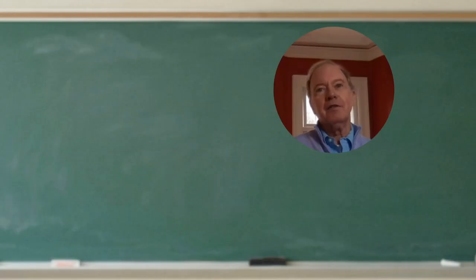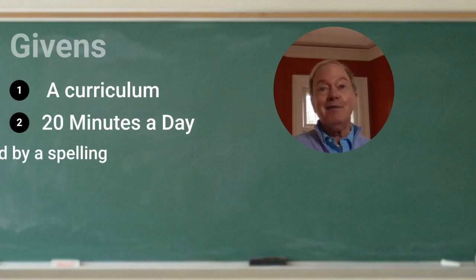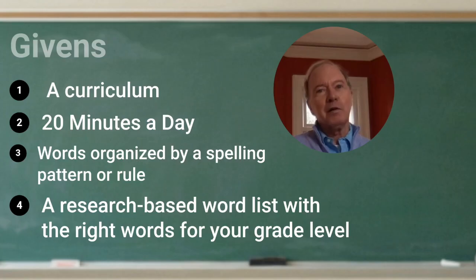The pretest continues with these 4 steps. After students have taken the pretest several times, they know the routine, and it will only take about 20 minutes to complete the pretest on day 1. Remember these 4 points. You need first, a curriculum. Second, 20 minutes each day. Third, words organized by a spelling pattern or spelling rule. And fourth, a research-based word list with the right words for your grade level.